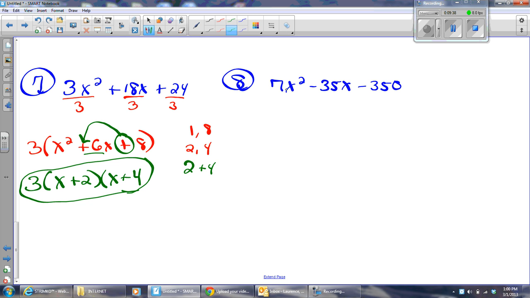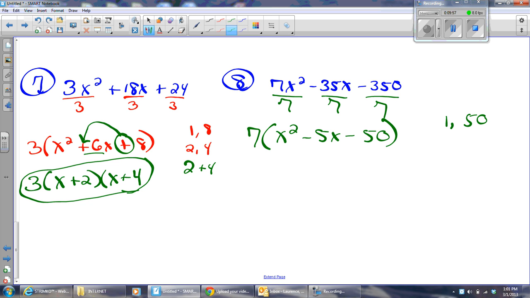Okay, looking for a GCF here. I think I see a 7. Going to divide by 7 all the way through. 7 in front of the quantity x squared minus 5x minus 50, I believe. Okay, going to list the factors of 50. 1 and 50, 2 and 25. 3 is not going to go in. 4 is not going to go in. 5 will go in 10 times. 6 isn't going to go in. 7, 8, 9 aren't going to work. There we go. Got all my factors.